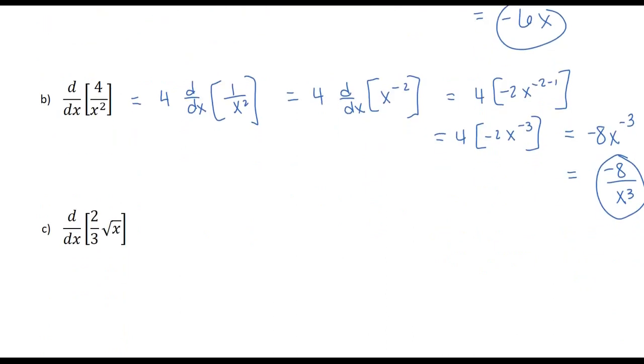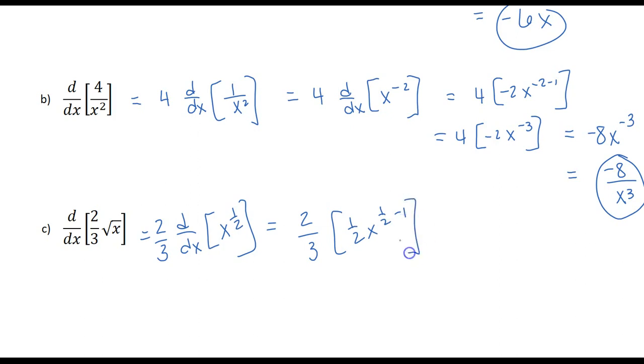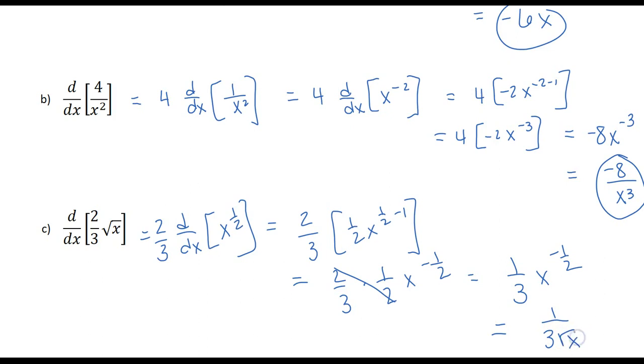Let's do one more of these. I've got 2/3 times the square root of x. So I can make that the derivative with respect to x. We'll put the 2/3 on the outside of x to the 1/2. So we've already worked this problem, but we'll show it again. It can't hurt. So that would be 1/2 x to the 1/2 minus 1, or 2/3 times 1/2 x to the negative 1/2. Simplifies to be 1/3 x to the negative 1/2, or 1 over 3 square root of x in this case.